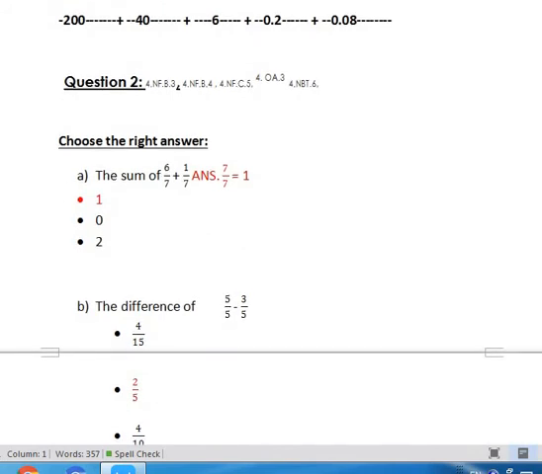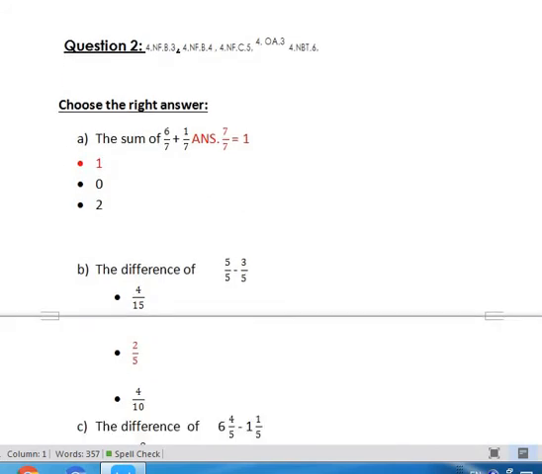Okay, here choose the right answer. The sum of 6/7 plus 1/7. Here I have a common denominator, so I'm just going to add the numerators. 6 plus 1 is 7, and 7 remains the same. So 7 divided by 7 equals 1. The difference of 5/5 minus 3/5. So 5 minus 3 will give you 2, and the denominator 5 stays the same.